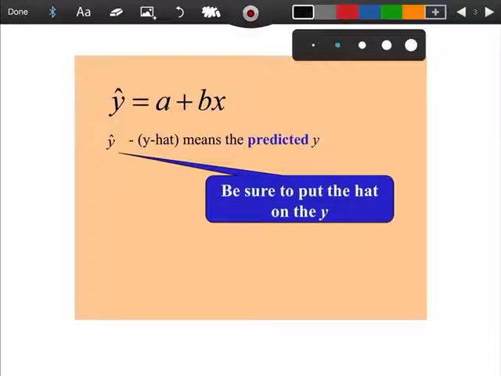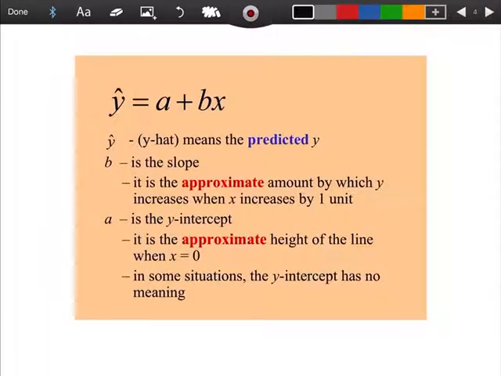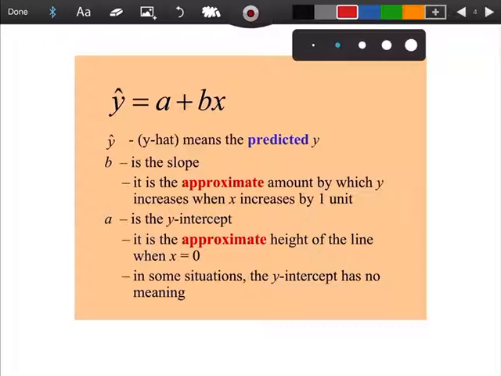Instead of y equals mx plus b, what you'll often see in statistics is y hat equals a plus bx. The little up arrow above the y is pronounced y hat, and it means predicted y. It's really important that you don't forget to put the hat on the y. If I have a y value, that represents an actual point, an observation. If I have a y hat value, it is the predicted y value for that input or that value of x. So it's really critical you remember to put the hat.